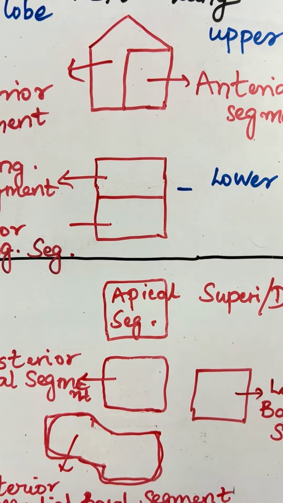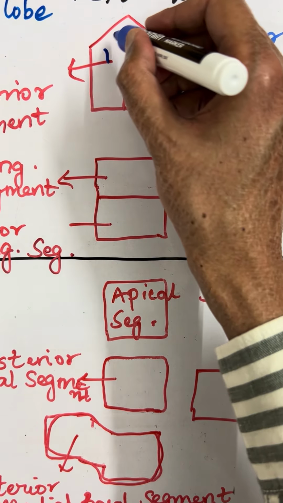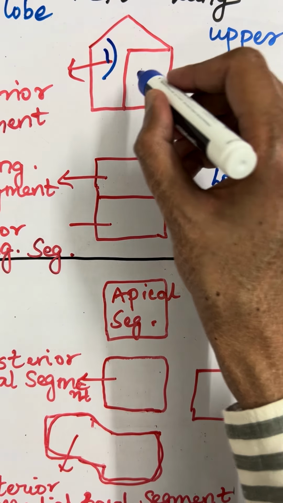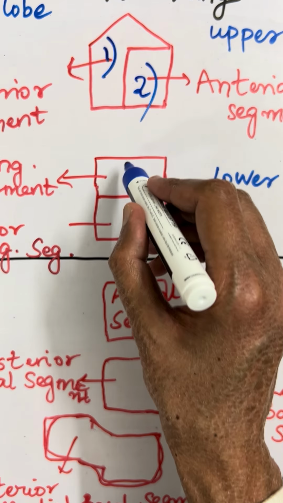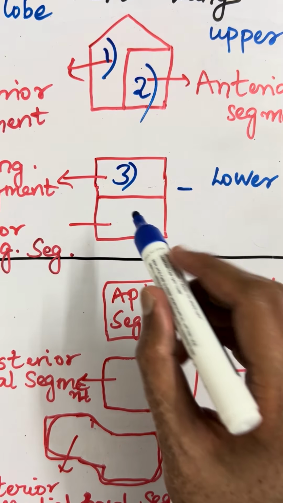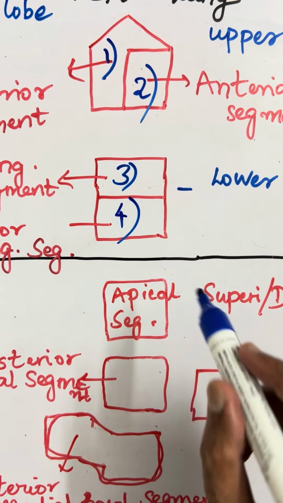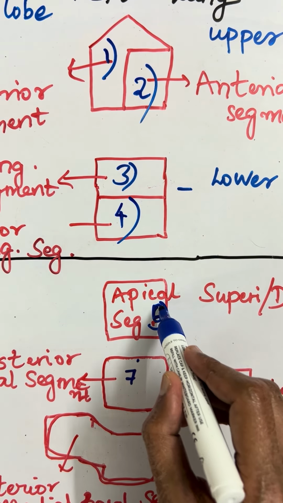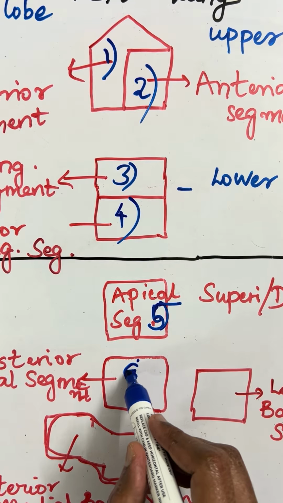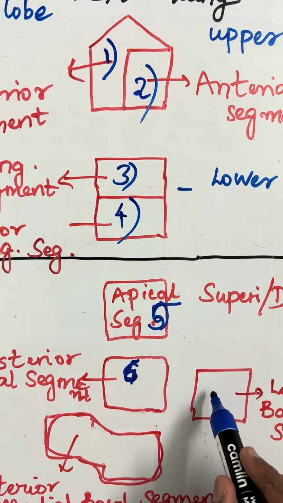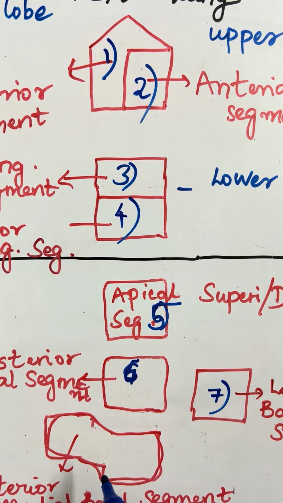So the left lung has totally 8 bronchopulmonary segments. One is the apico-posterior segment, second one anterior segment, third one is the superior lingular segment, fourth one is the inferior lingular segment, fifth one is the apical segment, sixth one is the posterior basal segment, seventh one is lateral basal segment, and the eighth one is the anterior medial basal segment. So totally there are 8 segments in the left lung.